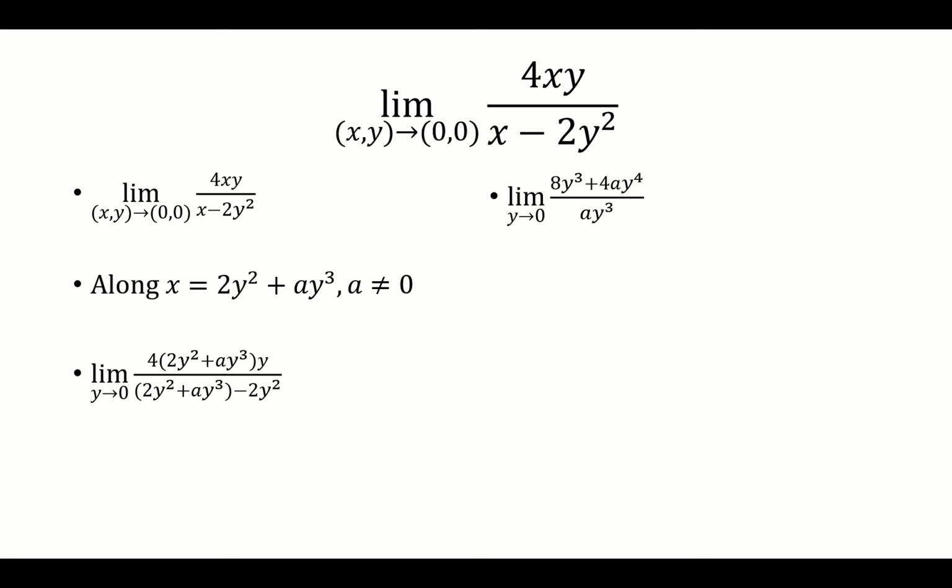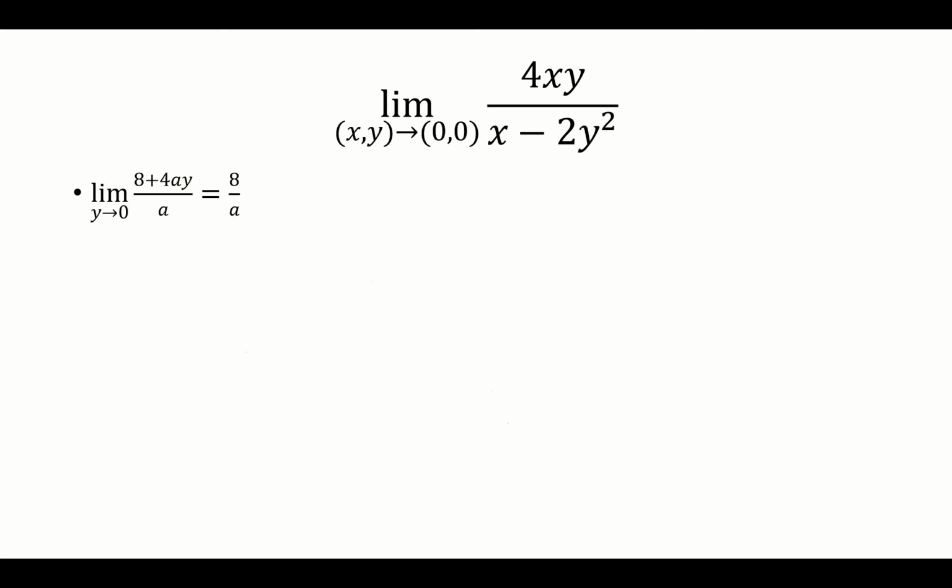So we substitute x equals 2y squared plus ay cubed. We simplify. On the top we have 8y cubed plus 4ay to the fourth, and the denominator is just ay cubed. We can factor out a 4y cubed from the top, and we're left with 2 plus ay. The y cubes are going to cancel, and so we're left with 8 plus 4ay over a. And when we plug in y equals 0, 4ay goes to 0, and we're just left with 8 over a. So that's the limit.